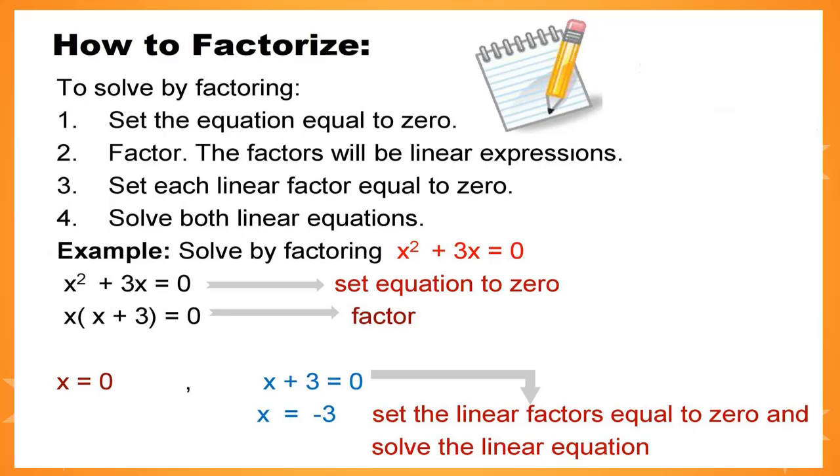Now, how to factorize given quadratic equation? In the very first step, set the equation equals to 0. Whatever quadratic equation you have, put that equation equals to 0. Now, in the second step, you need to find the factors. The factors will be in the form of linear expressions. After finding linear expressions, set each linear factor equals to 0 and solve both linear equations. You will get values of x. Now, these values of x is called roots of given quadratic equation.